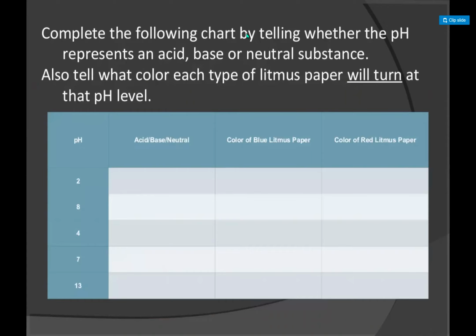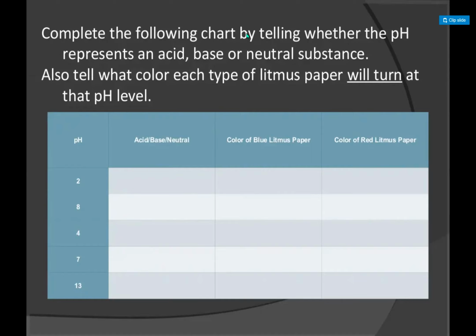Complete the following chart by telling whether the pH represents an acid, base or neutral substance. So if you have pH 2, I already told you if pH is less than 7, that means your solution is acidic. And what will be the color of the blue litmus paper? Because the solution is acidic, the color is red. And red litmus paper remains red.